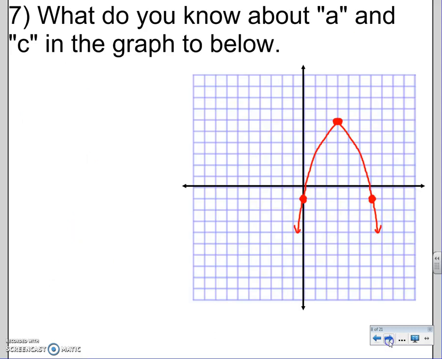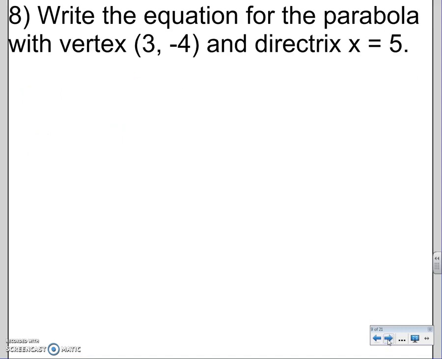Alright, number 7. What do you know about A and C for the graph below? A, it's upside down, so A is negative. Make sure it's a negative number. And C, remember C is the y-intercept. The y-intercept's right here. It crosses at negative 1. C is negative 1. If you know those two things, then the answer choice should pop out. It would be really obvious. Doesn't matter what B is.